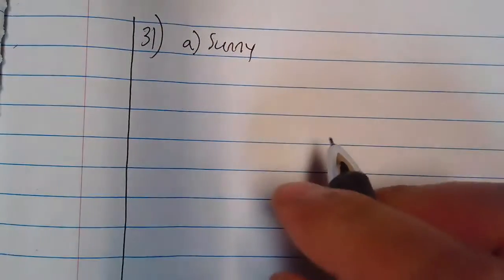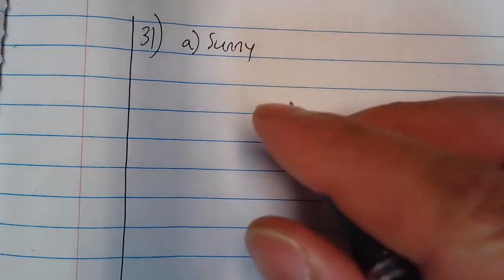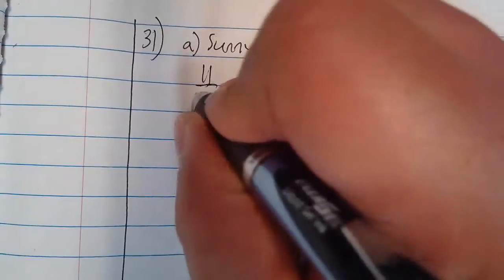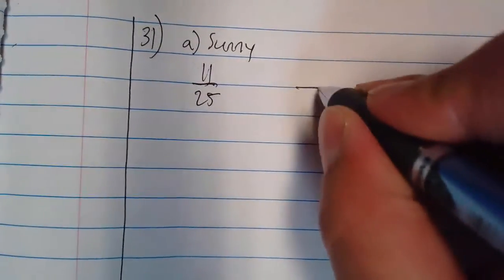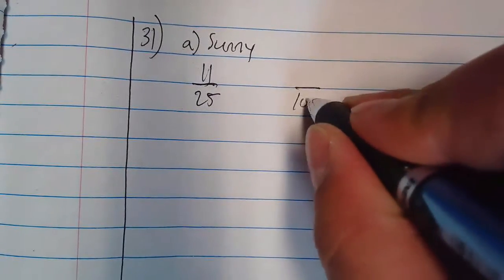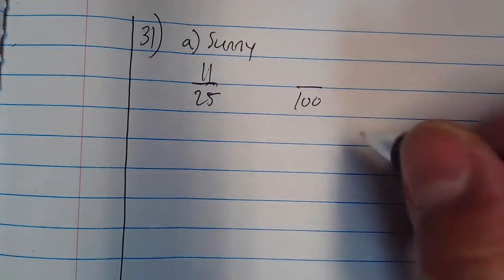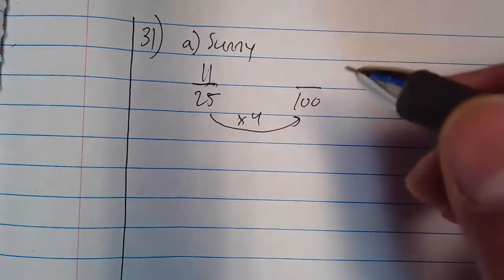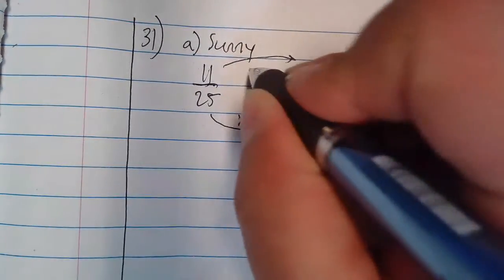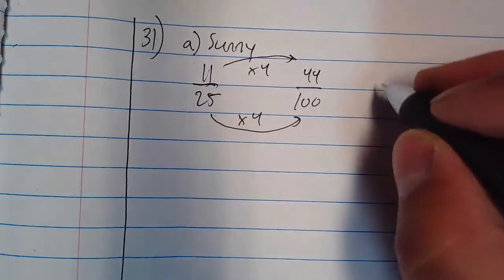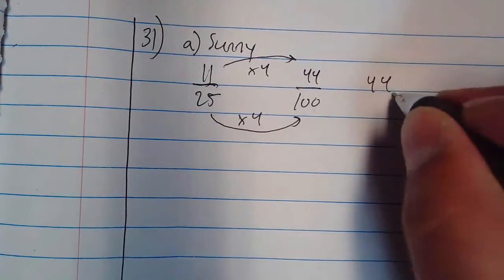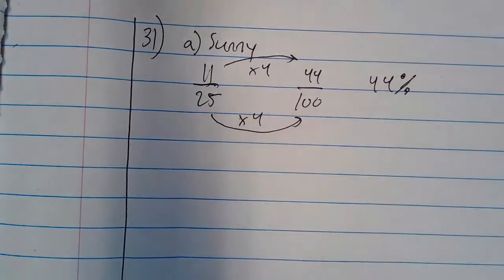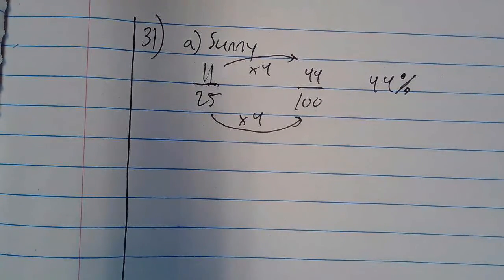All right, letter A, we have sunny. What percent of the days were sunny? According to the graph, 11 out of 25 days were sunny. But we want a percent. That means, hey, let's pretend we're talking about 100 days. Well, now, if we're going to do that, that means we're scaling up. And by now you know 25 times 4 gives you 100. 44 out of 100 days is 44%. Pretty straightforward, right? I hope.